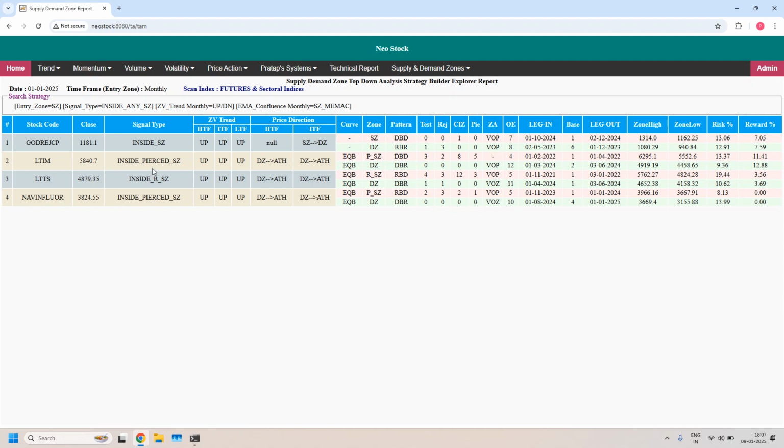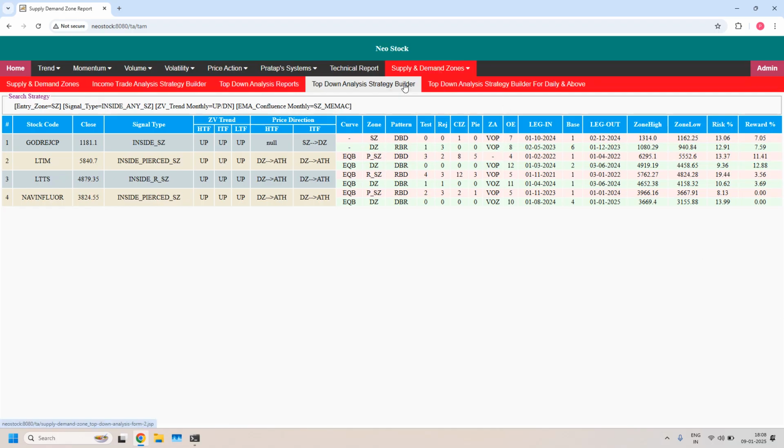Out of these, 2 are pierced zones. One is pierced 5 times and another one is pierced 3 times. Even the third one is pierced once. Okay, this is about monthly time frame. Next time frame is weekly.